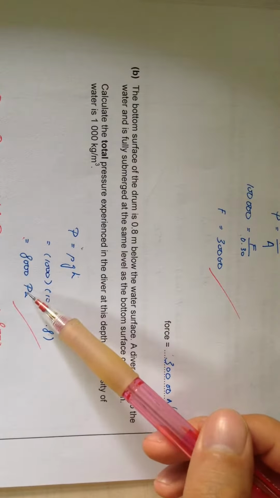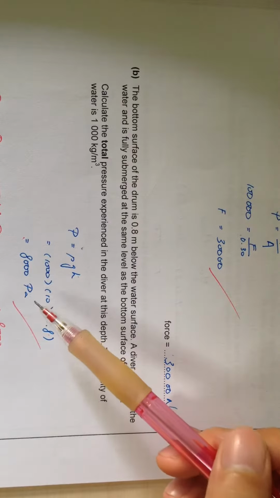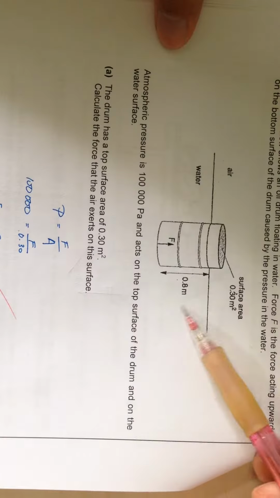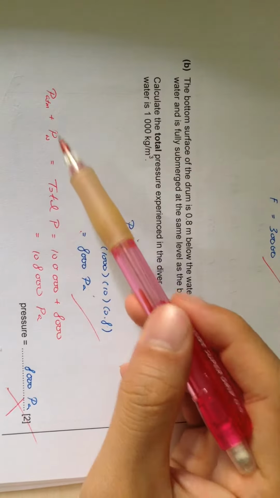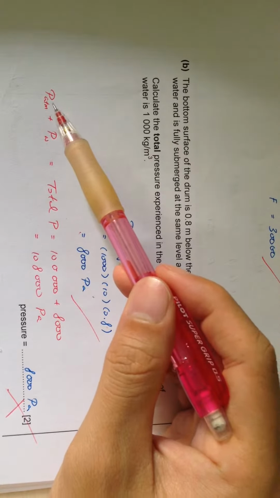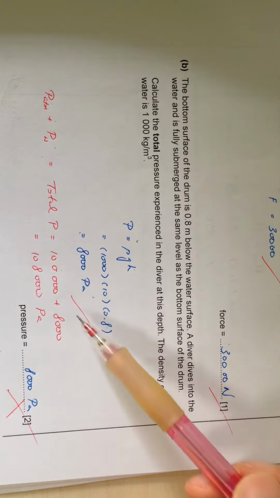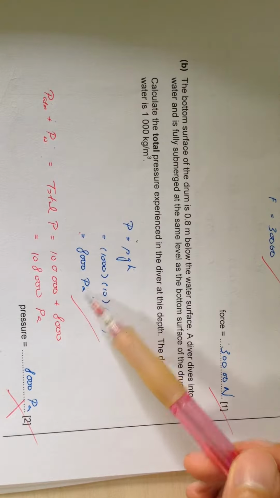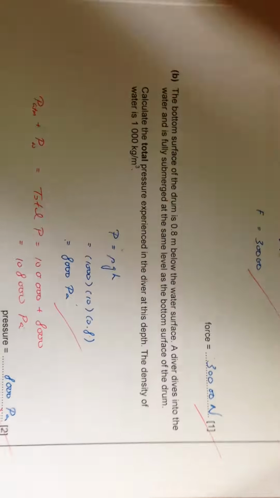Now this is not the total pressure because the diver is under the layer of atmosphere. The diver is actually feeling the atmospheric pressure plus the water pressure. So down here, your total pressure is equal to atmospheric pressure plus the pressure from the water. So it's actually your 100,000 plus this 8,000 from the water. So your total pressure is actually 108,000. Okay.